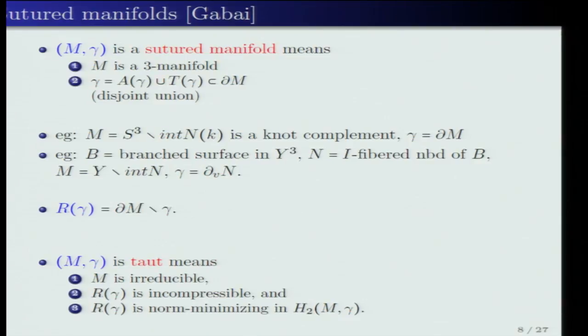R of gamma is just the complement of gamma. And the sutured manifold is taut means that the manifold is irreducible and R of gamma is incompressible and norm minimizing in H2 of M, gamma. So we can think about sutured manifolds: if A of gamma is non-empty, then in terms of smoothness, we've got corners. We've got pieces corresponding to the annuli, so we've got manifolds with corners.